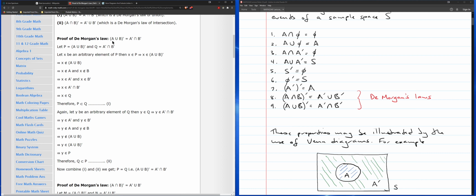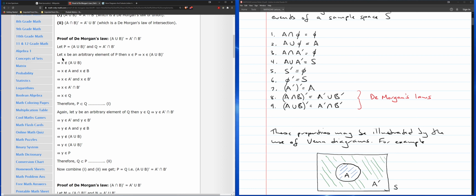So you have A union B complement, which is this left hand side, and then you have A complement intersect B complement, which is this right hand side here. They happen to give these names in this proof. They call set P the left hand side and set Q the right hand side. You don't really need to use P and Q over here, but they do.